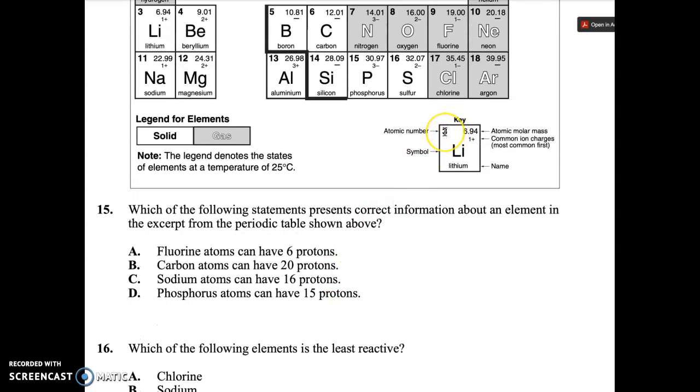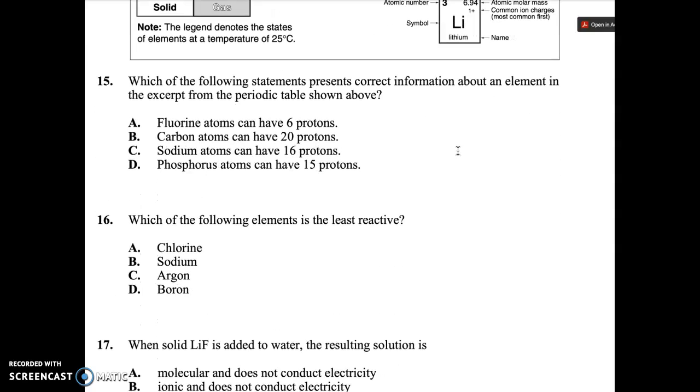The atomic number is how many protons and electrons you have. To get neutrons, if they were asking about neutrons, you would take the atomic mass minus the atomic number. So 7 minus 3 would be 4 neutrons for lithium.